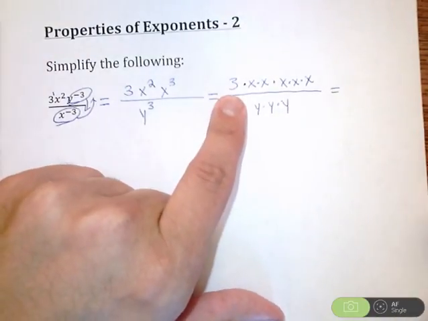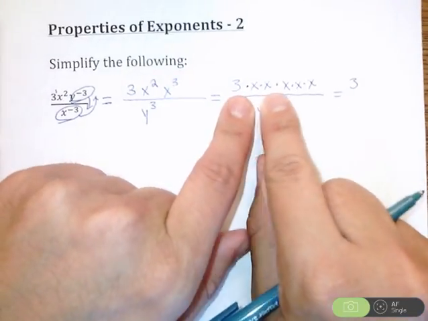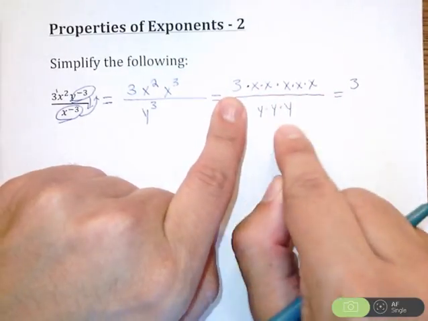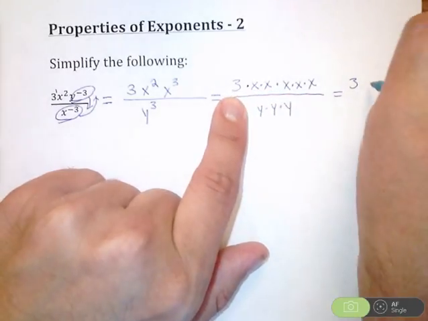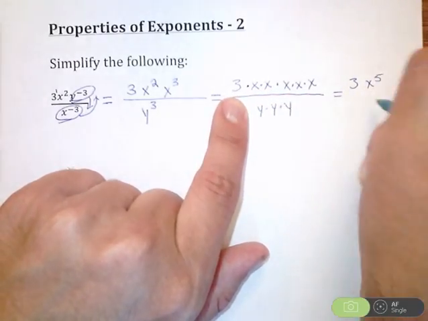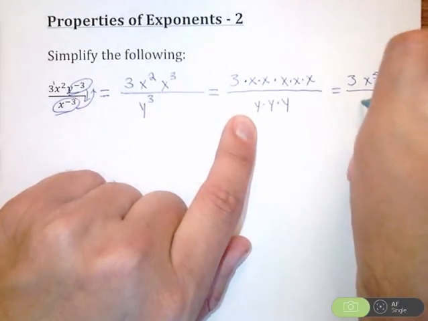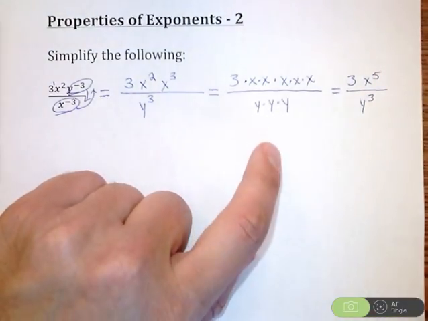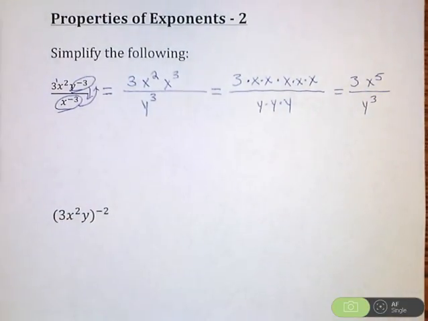In the numerator, I just have this single 3, so I'm going to still have my 3. Next, I have a whole bunch of x's here, and they don't cancel out with any x on the bottom. So I have 1, 2, 3, 4, 5 x's. So that's going to be an x to the 5th. In the denominator, I have 1, 2, 3 y's. That's going to be my y to the 3rd. So my answer there is 3x to the 5th, y divided by y to the 3rd.